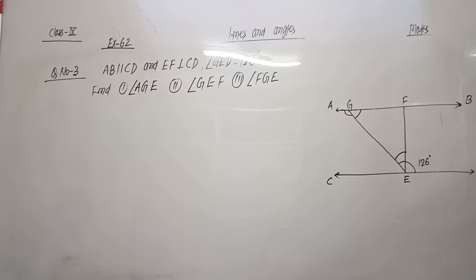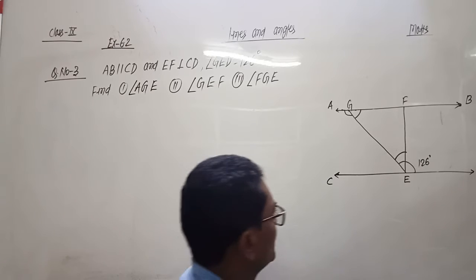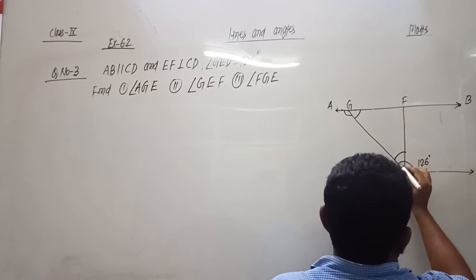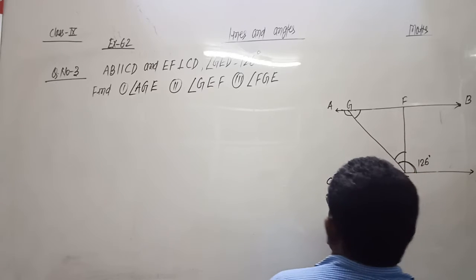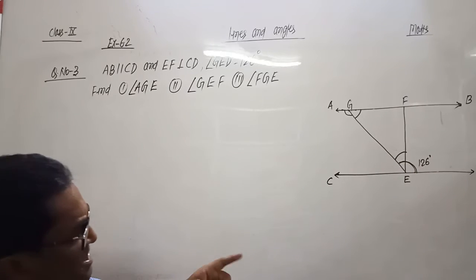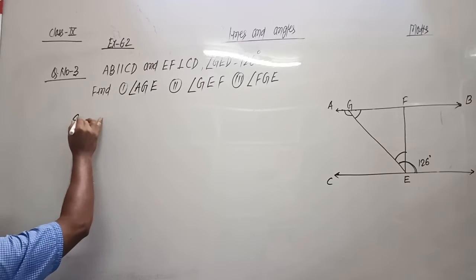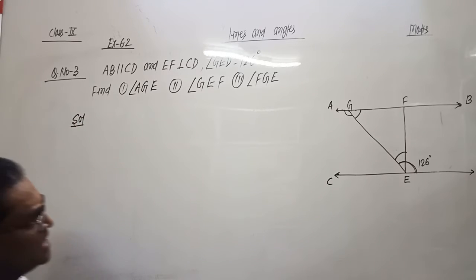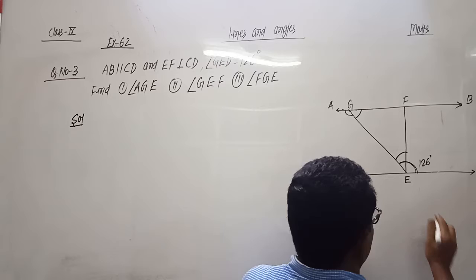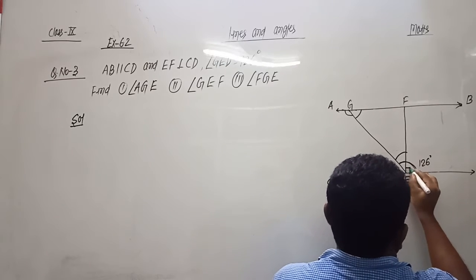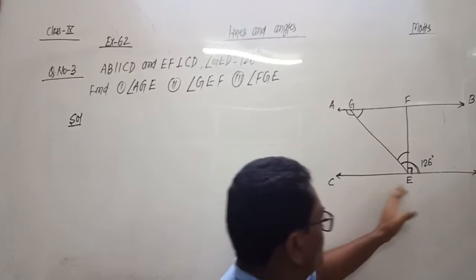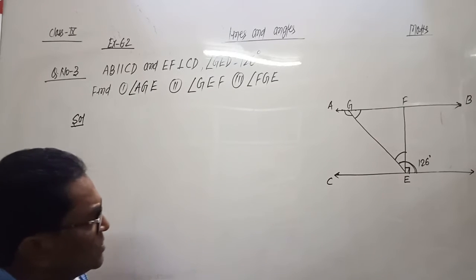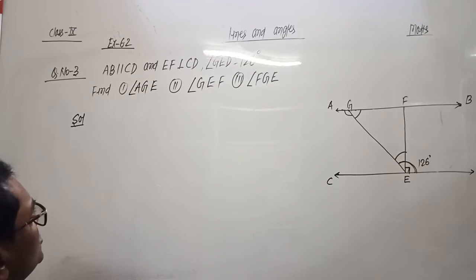And AB is parallel to CD. This whole angle is 126. So angle GED is 126 and this angle is 90 degrees because EF is perpendicular to CD. So we calculate angle GEF. Firstly, we calculate angle GEF.